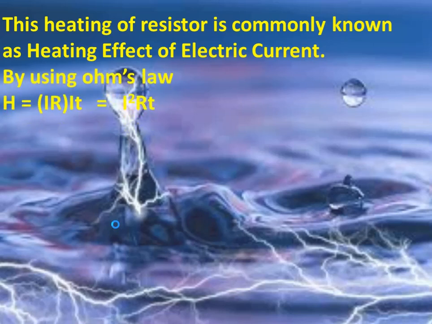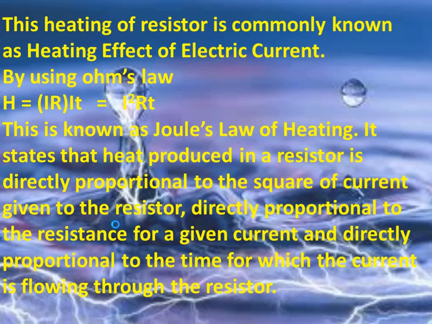Now by using Ohm's law, we know that V is equal to IR. Putting this value in the heat energy equation, we get H is equal to IR into I into t, and we get the final equation: heat energy H is equal to I square Rt. This is again an important equation, which is known as Joule's law of heating.